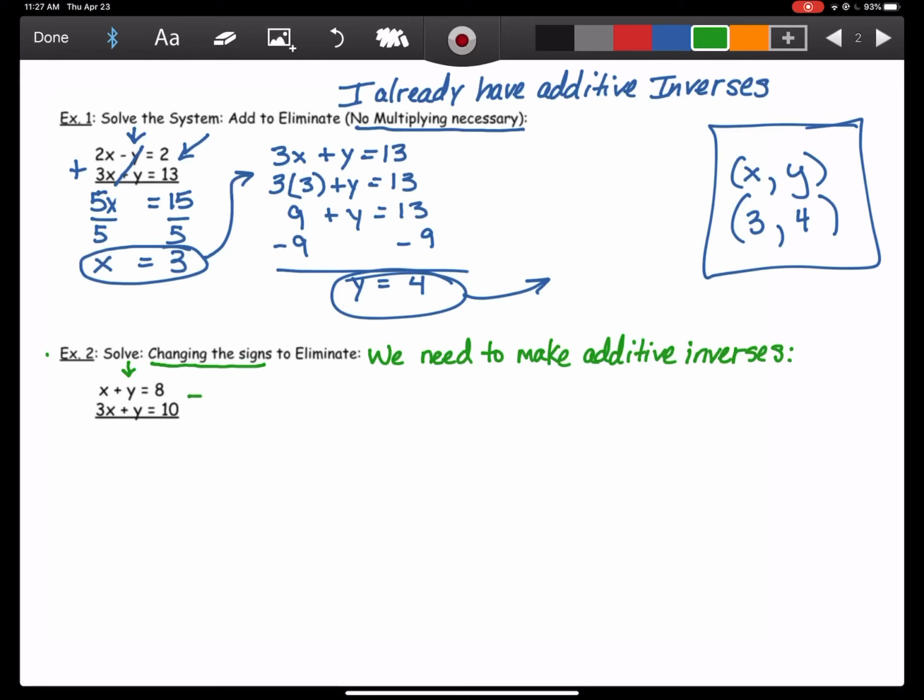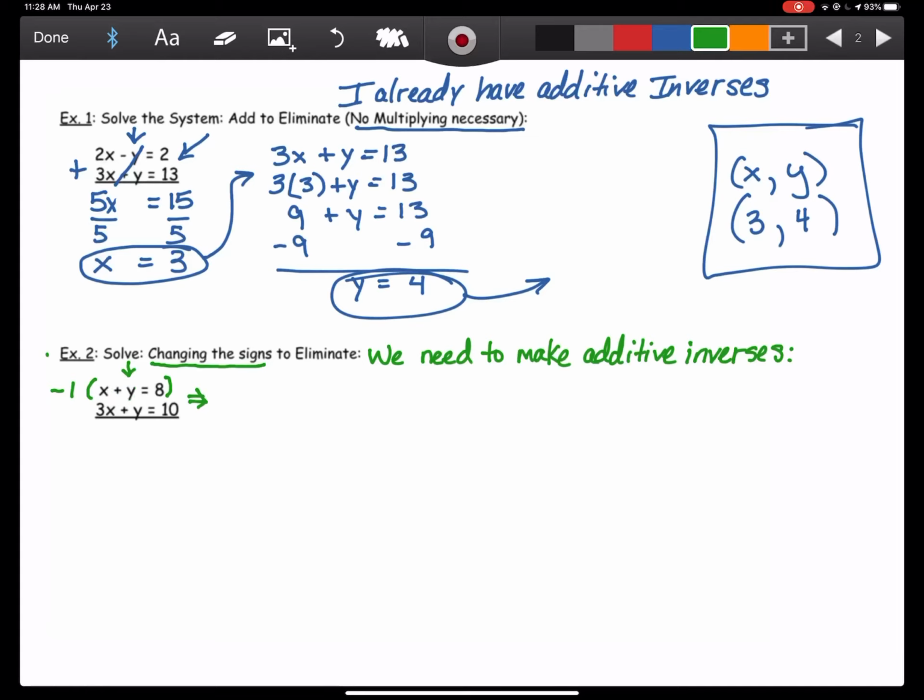So the way I do this is I like to show a yield arrow, which you see in science a lot. It just means will produce or will cause. It doesn't mean equals exactly. It's just saying this will make the next thing. So I'm going to show distributing on the top equation. It could be the bottom equation too. In this case, it doesn't matter. I'm going to show distributing of a -1. And the reason I'm multiplying by -1 is because I want to make this positive y into a negative y.